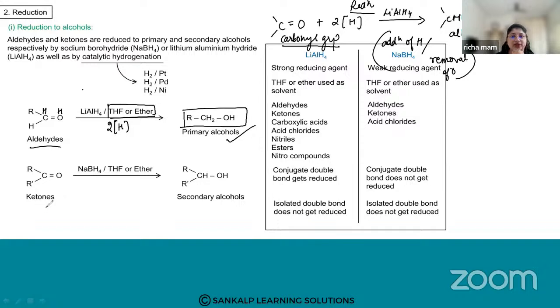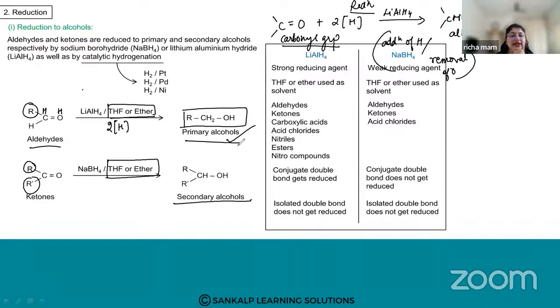Secondly, when we have a ketone, ketone means both are R groups. Here you can see one is an R group and the other is a hydrogen in your aldehydes. Now ketones, when they react with sodium borohydride, or you can take lithium aluminum hydride, in the presence of tetrahydrofuran or ether, you're going to get a secondary alcohol.